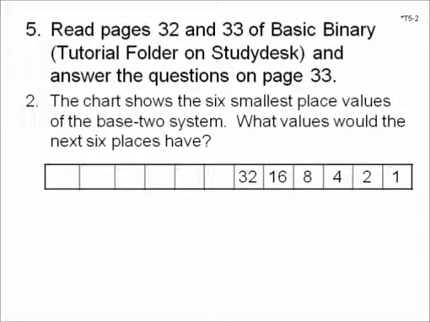Okay. In the question, it says, here's the first 6 place values. What will the next 6 be? Well, each time we have to do what? We have to double it. We have to multiply by 2 because it's base 2. Binary is base 2. So what's the next one going to be? 64. Then double 64 is 128, and so forth. Okay, so I've just put in the answers there for you. So double 32 is 64, double 64 is 128, double 128 is 256, and so forth.